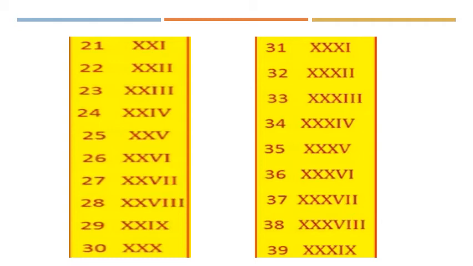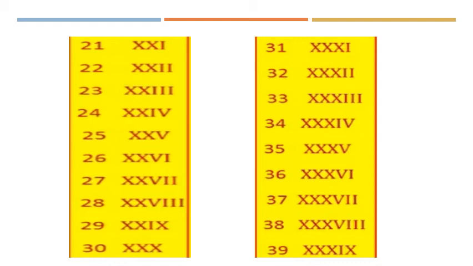Next is 35. We all know V stands for 5. And 30 is XXX. And V becomes 35. For 36, XXX. And V is 5 plus 1 becomes 36. 37 now. XXX. It is 30. V is 35 plus 1 is 36 plus 1 is 37.